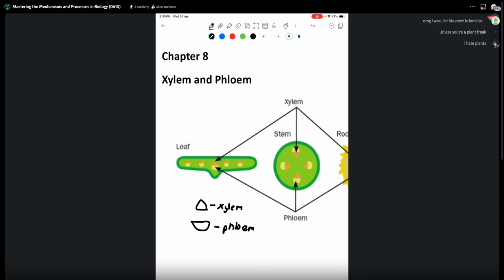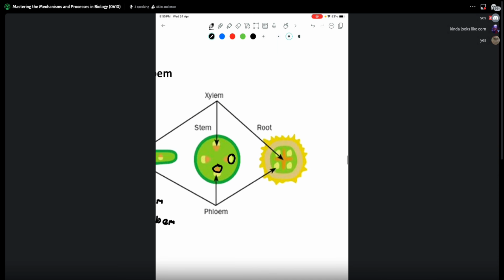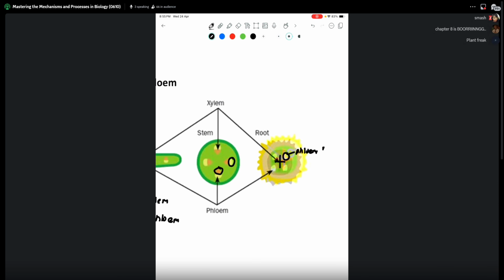Okay, I hate plants, don't worry. The stem is easy. The top part is the phloem, and this part is the xylem. For the root, the X shape is the xylem, and this part is the phloem. Okay, so just understand this.